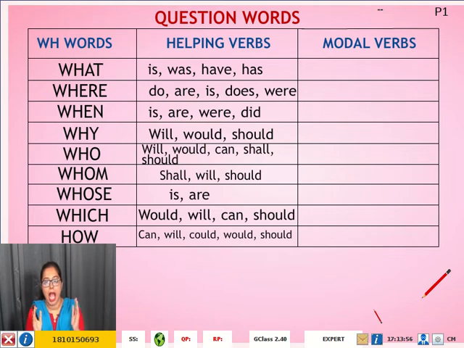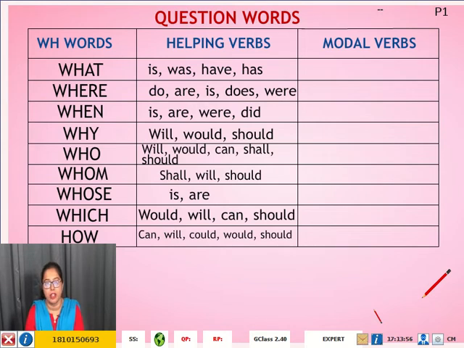Okay. So I'll just repeat these two columns so that you get the concept of using WH words and the helping verbs in a sentence, how to form a questioning sentence with the use of WH words and helping verbs. Okay, so that you get a proper idea. So I'm just repeating once again. Have a look at the screen. That is, what: is, was, have, has.